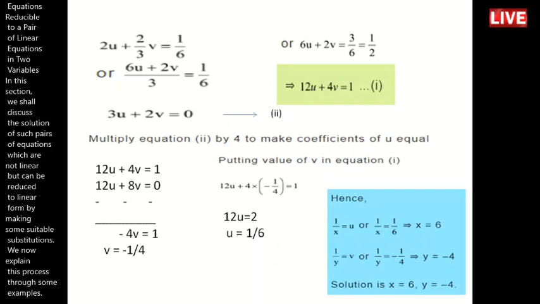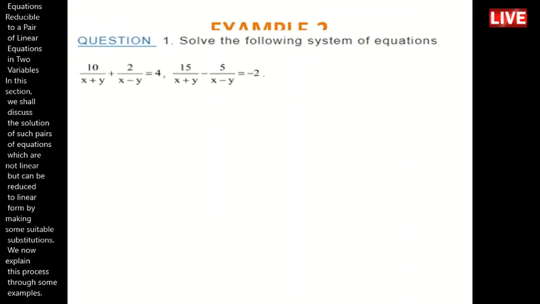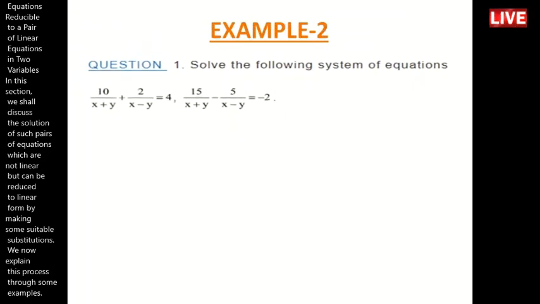Now we will discuss one more example so that you can understand this situation better. Example number 2. Now we need to solve the system of equations 10 upon x plus y plus 2 upon x minus y is equal to 4 and 15 upon x plus y minus 5 upon x minus y is equal to minus 2. Now let us solve this situation. How to solve? Let us put 1 upon x plus y is equal to u and 1 upon x minus y is equal to v.